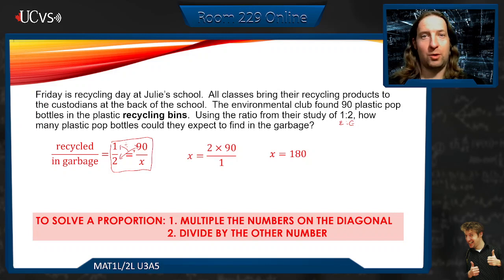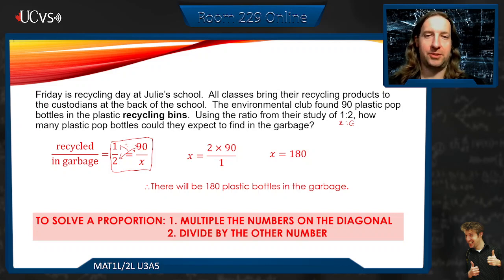And remember, this is a word problem. And anytime we have a word problem, we start with words, we translate it into math, and then we translate it back into words. So we write a therefore statement. So therefore, there will be 180 plastic bottles in the garbage. It's very important that we take what we do in our math, right? x equals 180. That doesn't really mean anything. We have to translate that back into what the actual meaning of 180 is. 180 was the number of pop bottles that you'd find in the garbage. So, therefore, there will be 180 plastic bottles in the garbage.